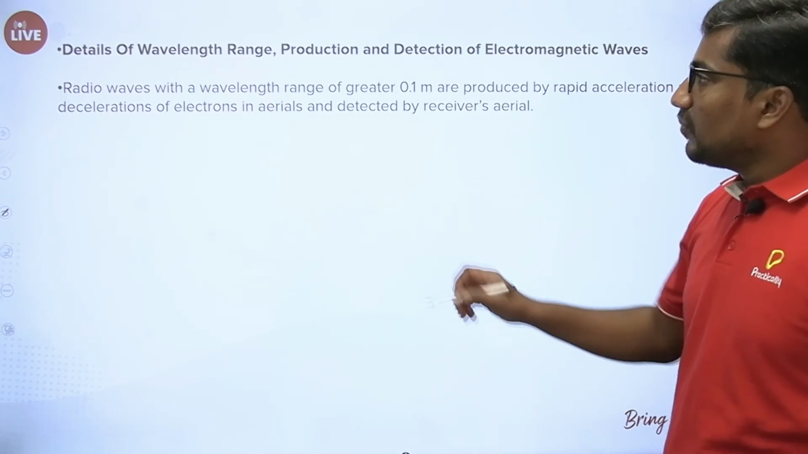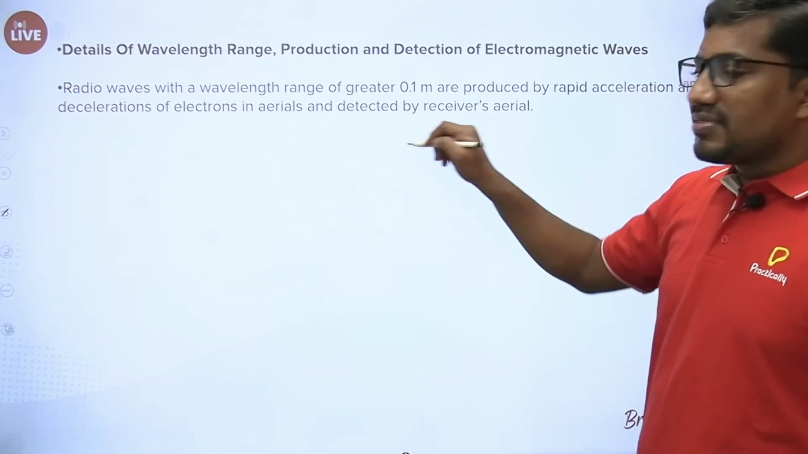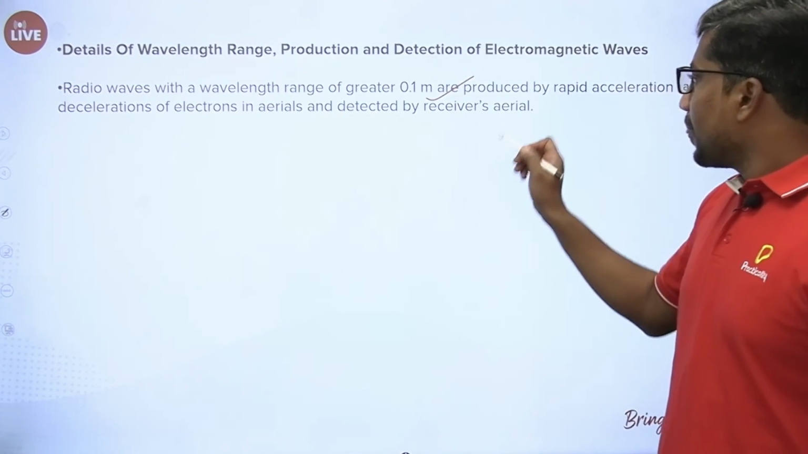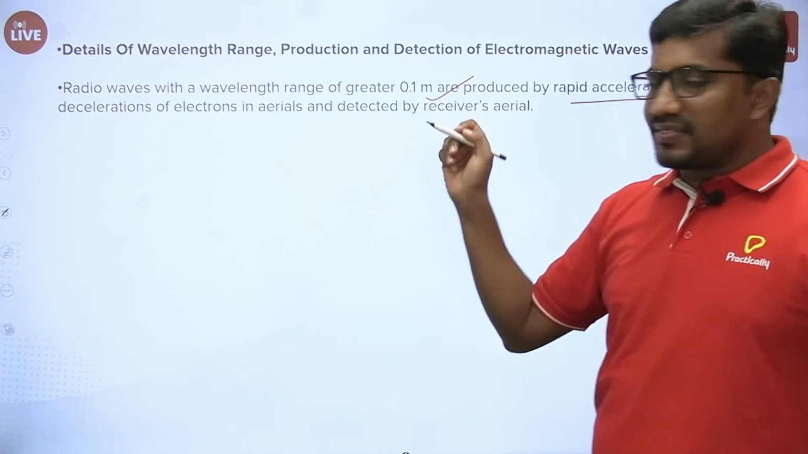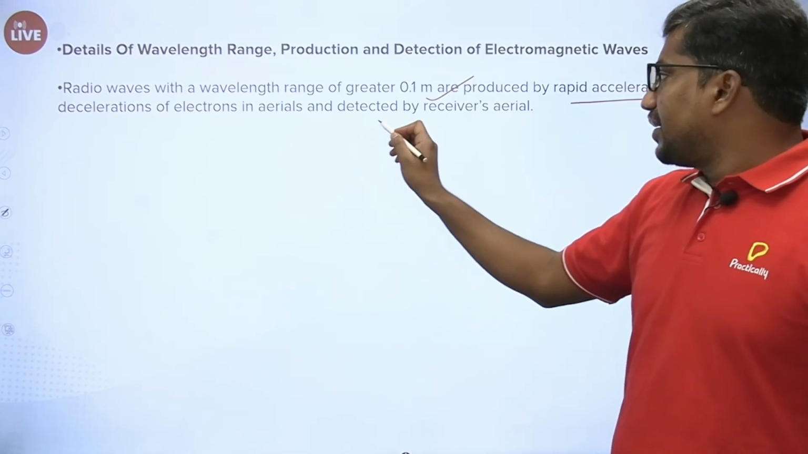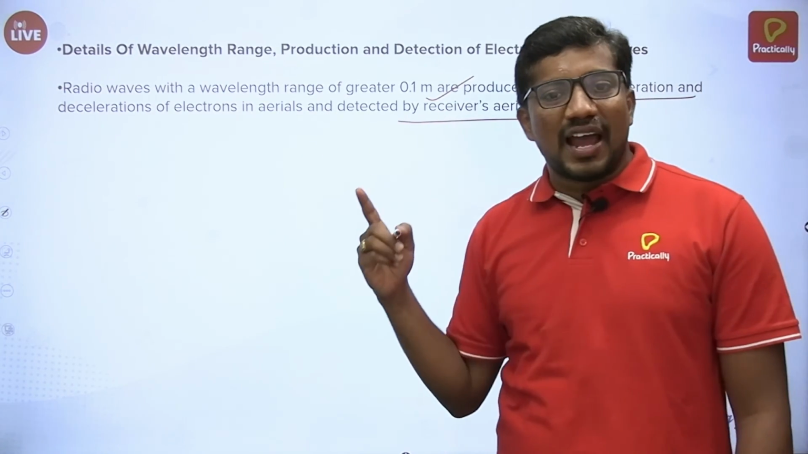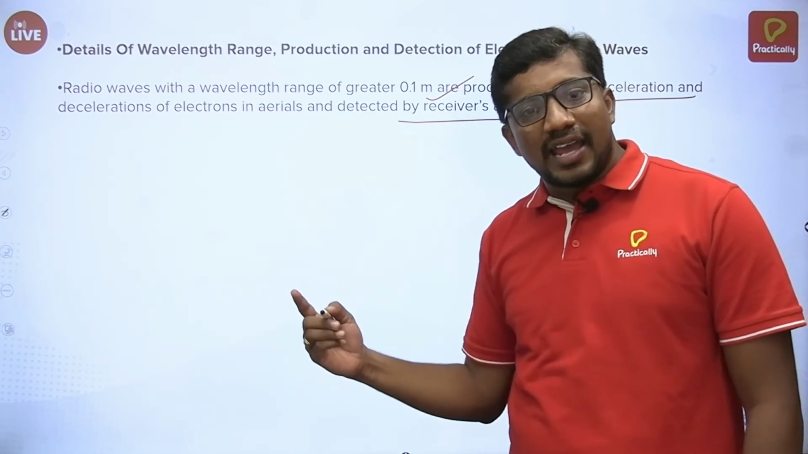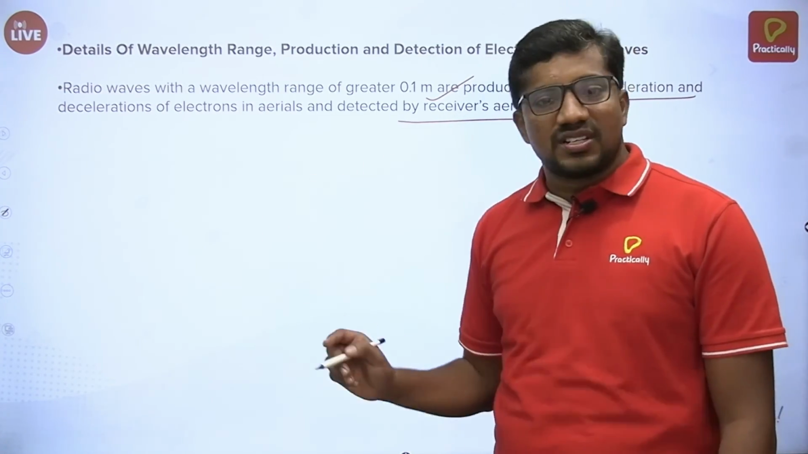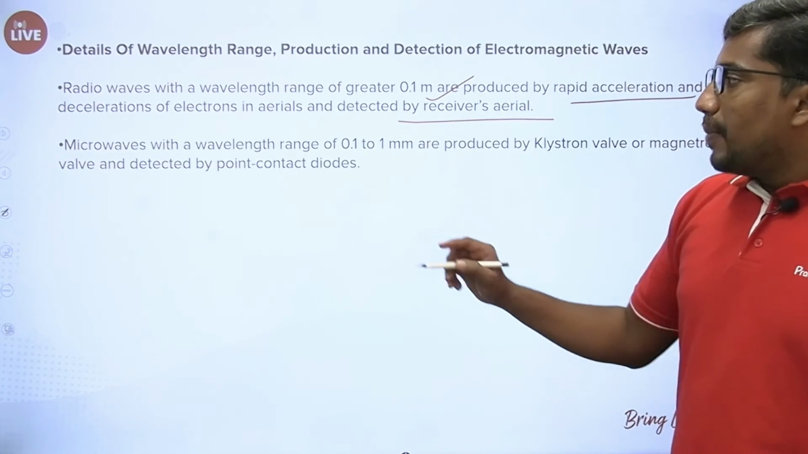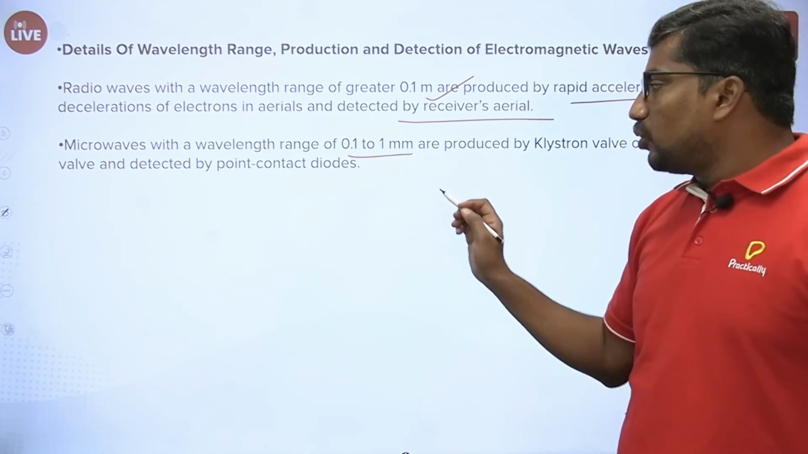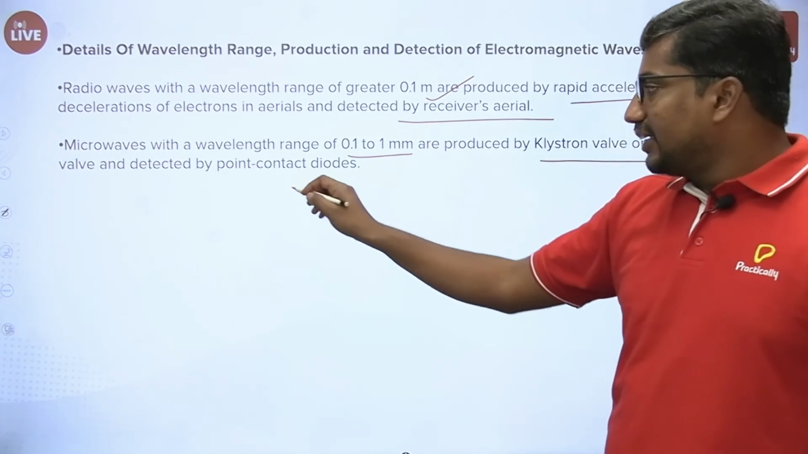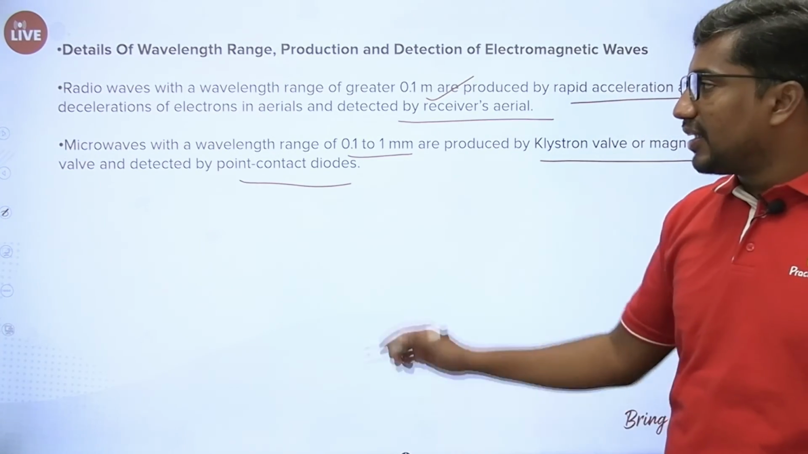Radio waves have a wavelength range from 0.1 meter upward and are produced by rapid acceleration, as we have seen. They are detected by the receiver's aerial, with the help of an antenna. Mostly they are used in TVs and in FM and AM bands. Microwaves have a wavelength range of 0.1 meter to 1 millimeter and are produced by klystron or magnetron, and they can be detected by point contact diodes.